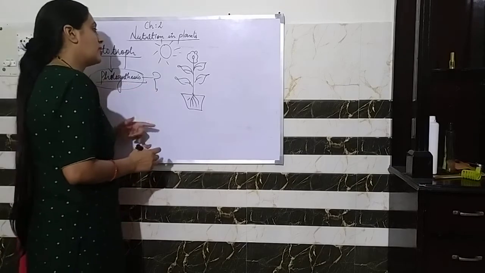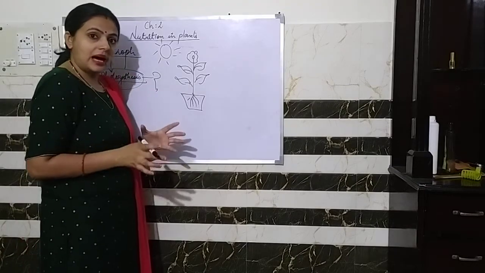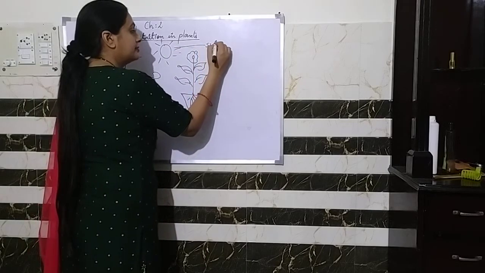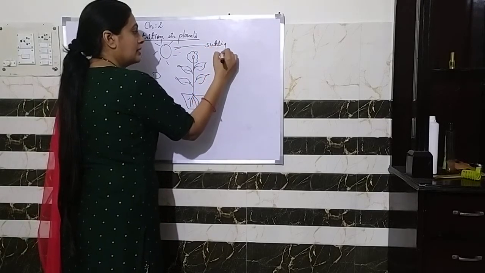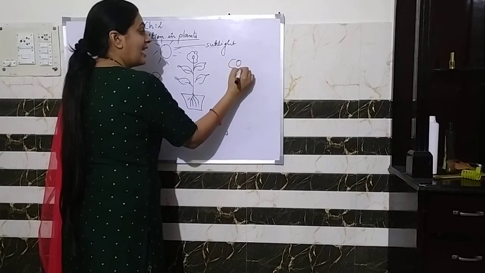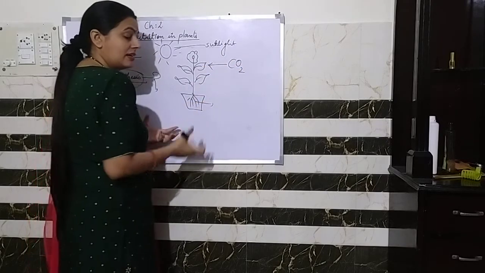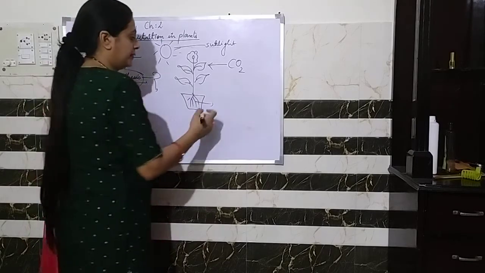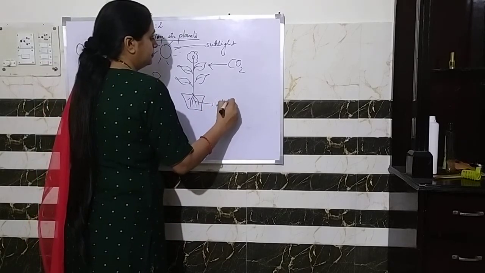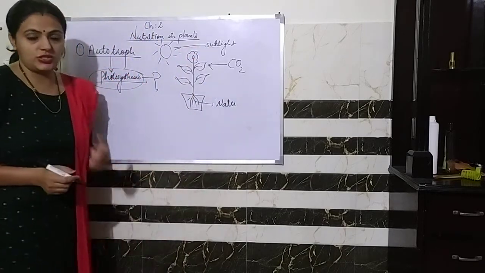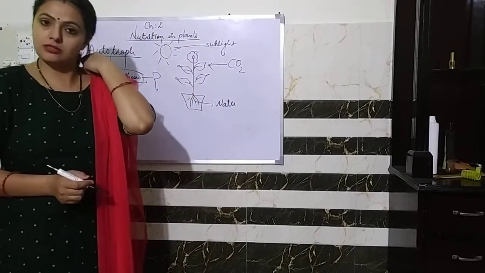So the photosynthesis process is a process in which plants make use of sunlight. किसका यूज करेगा वो? Sunlight, कार्बन डाइऑक्साइड, और रूट से क्या एब्सॉर्ब करता है? वाटर. It makes use of these three essential things for preparing its food.